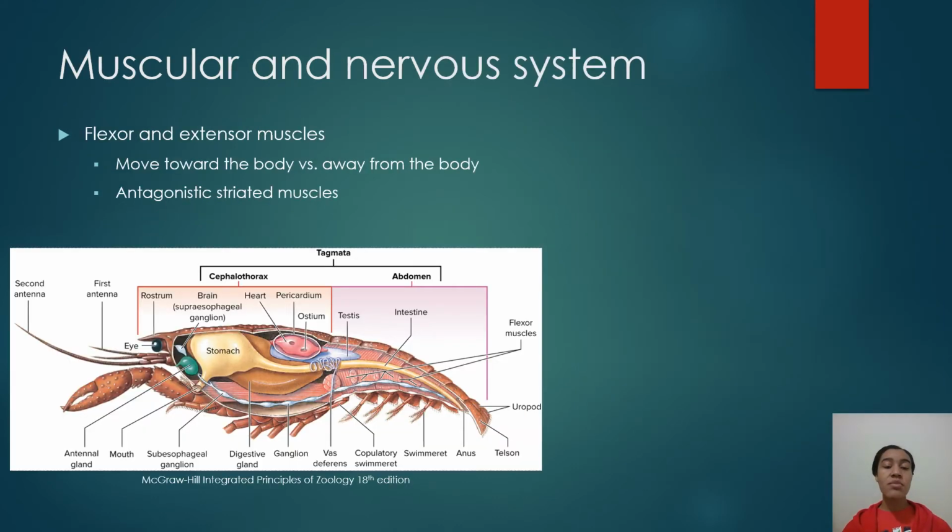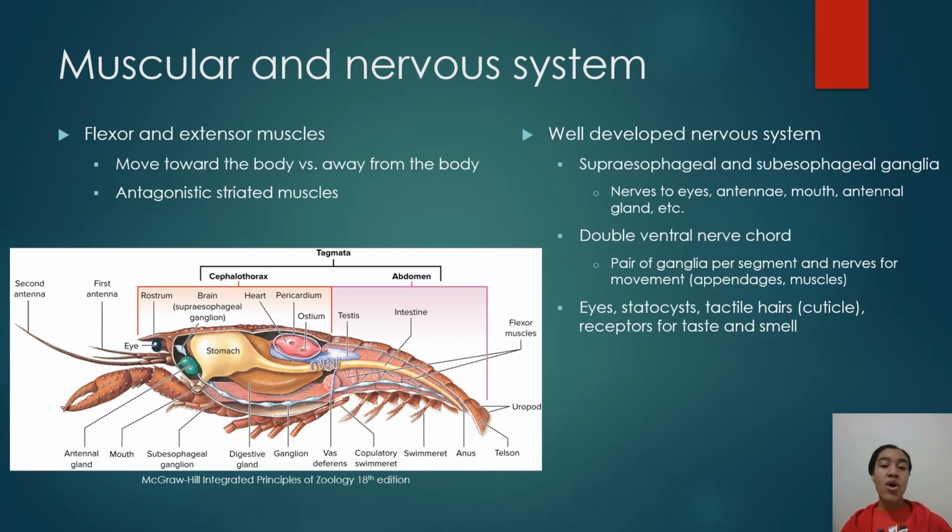Crustaceans have two major muscle types for locomotion, and both of these muscle types are striated muscle. So they have their flexor muscles and their extensor muscles. And if you take an anatomy and physiology class, you're probably already familiar with these terms. The flexor muscles move an appendage towards the body, so flexing, and then the extensor muscles move the appendage away from the body, so extending. And both of these muscles work antagonistically to one another.